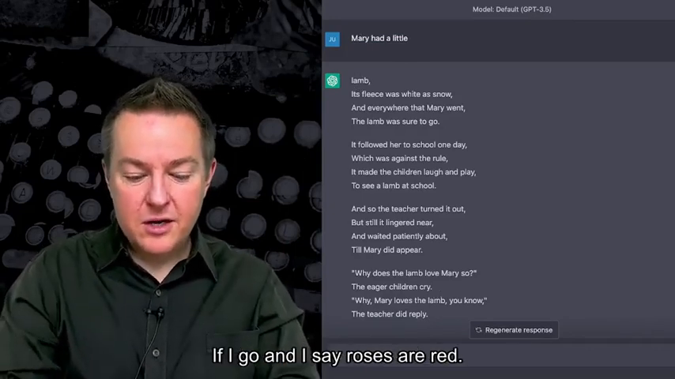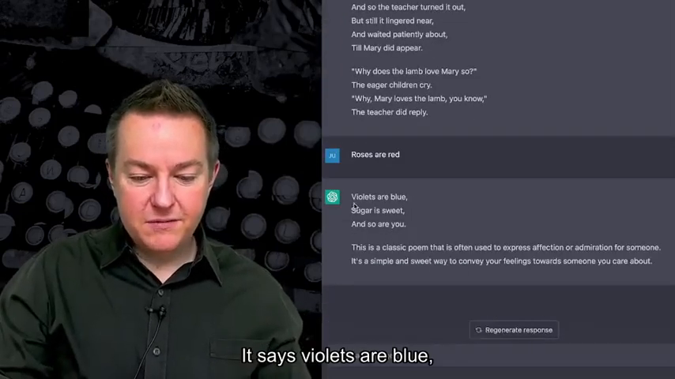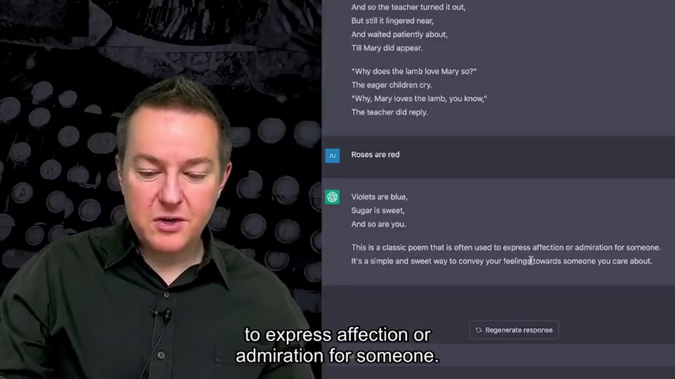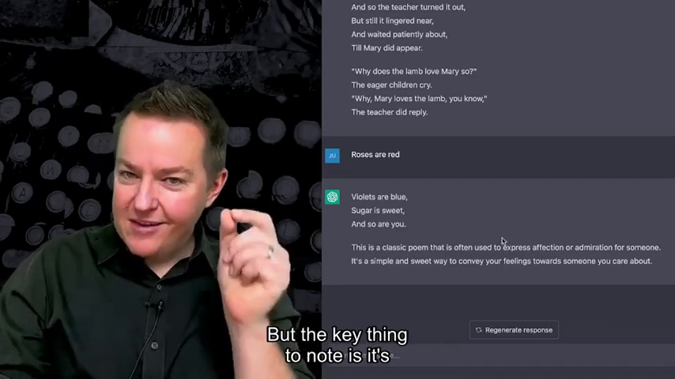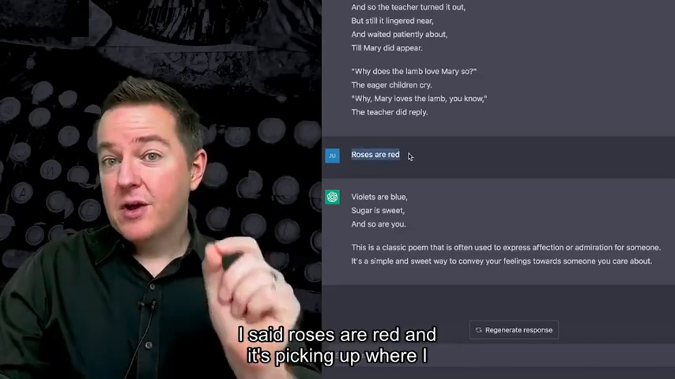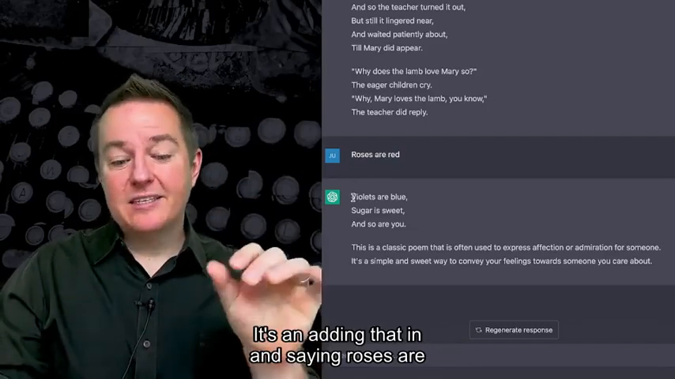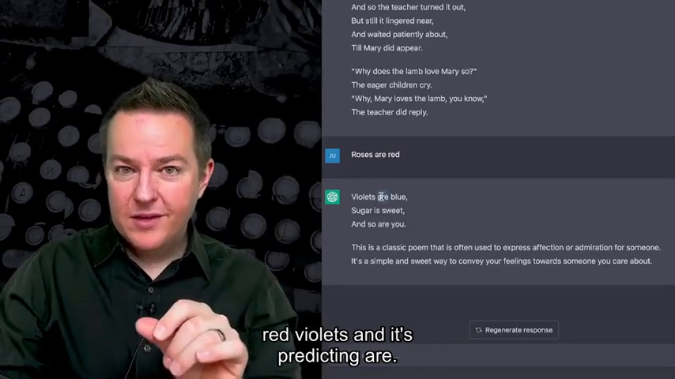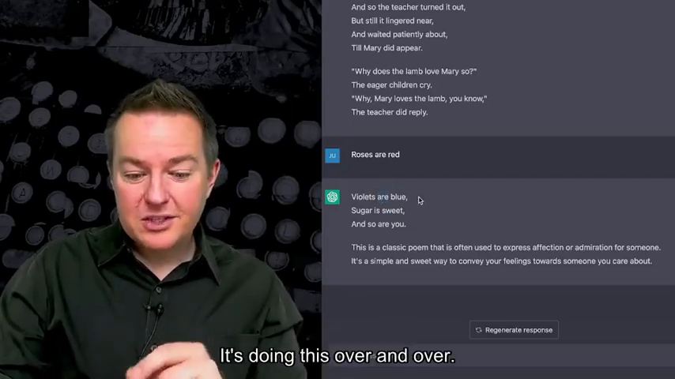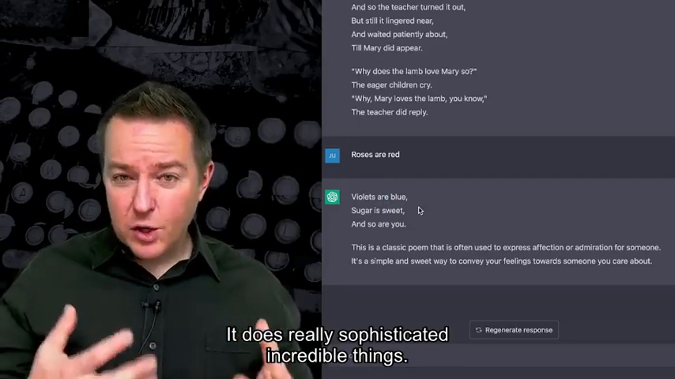If I say roses are red, what does ChatGPT do? It says violets are blue, sugar is sweet, and so are you. And it says this is a classic poem that is often used to express affection or admiration for someone. But the key thing to note is it's doing a next word prediction. I said roses are red, and it's picking up where I stopped and predicting the next word, which is violets. It's then adding that in, and it's saying roses are red, violets, and it's predicting are. It's then going back, adding that in, and it says roses are red, violets are, and it's predicting blue. And it's doing this over and over. And so it does really sophisticated, sort of incredible things.